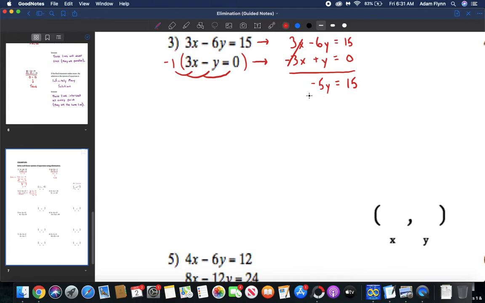So I can divide both sides by negative 5 to get the y by itself. Negative 5 and negative 5 will eliminate. So I get y equals 15 divided by negative 5, which is going to be a negative 3. So now I can take this negative 3, plug it into either the top or bottom equation and solve for x. So let's do the bottom equation.